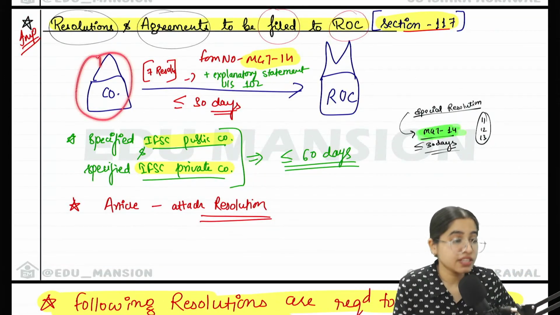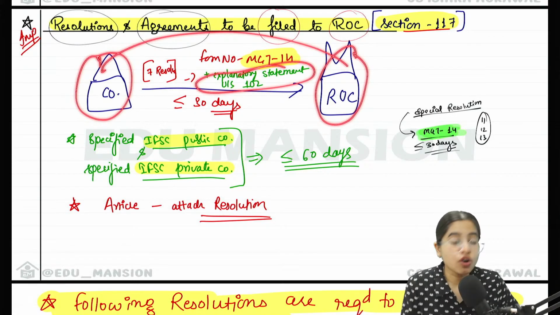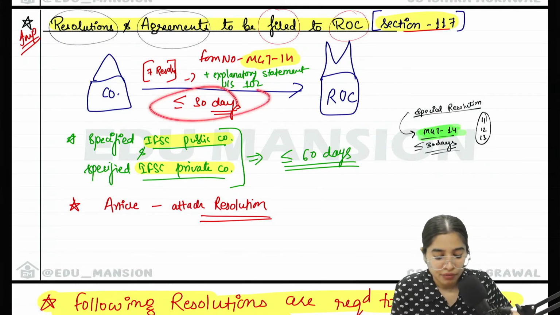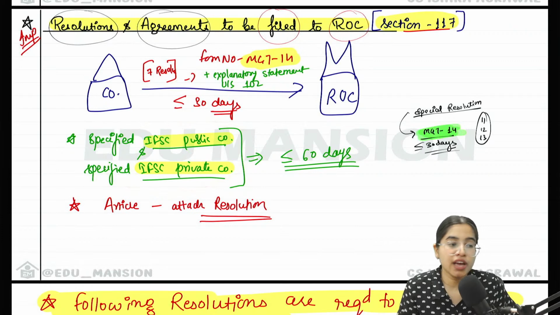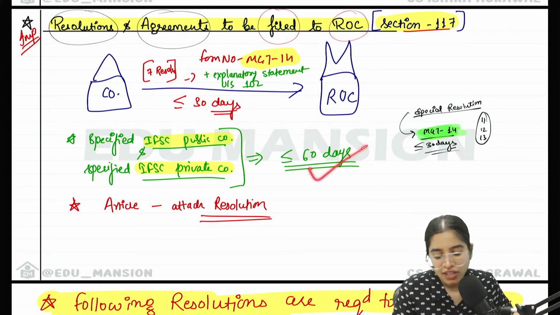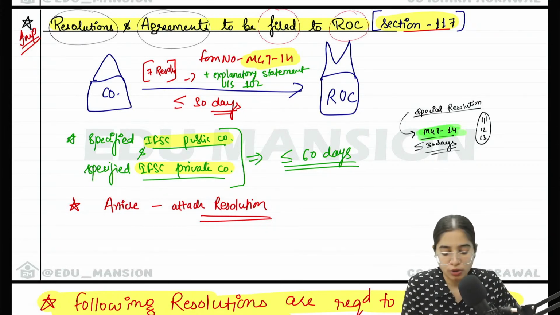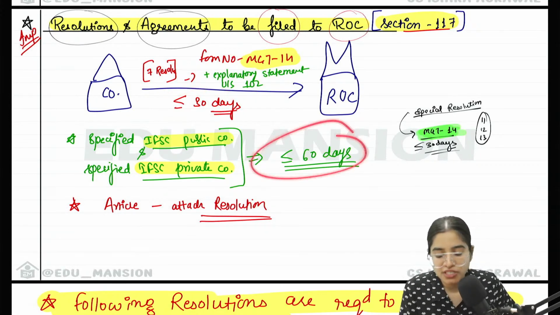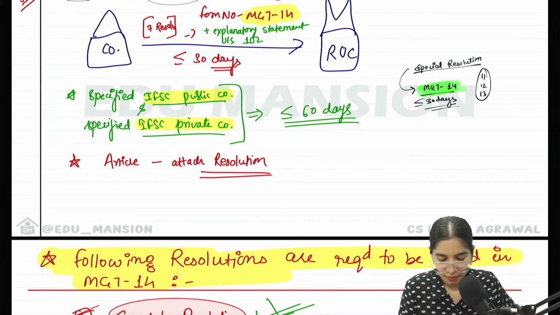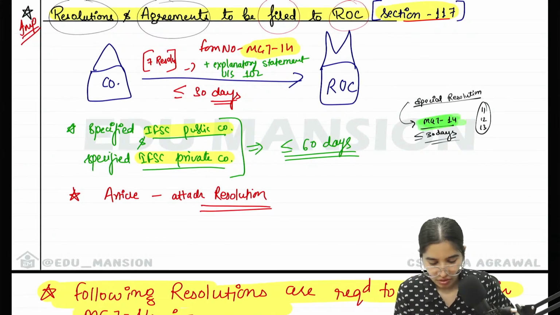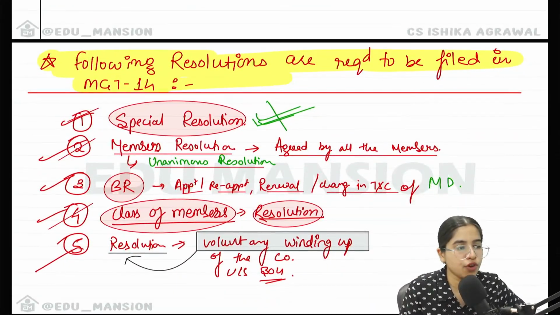So here one point is given that the company has to file MGT 14 to ROC along with a copy of the explanatory statement within 30 days of the meeting. However, an IFSC public company and an IFSC private company are given an extra deadline. They can file this MGT 14 within 60 days. For them, the timeline is just double. A normal company is given 30 days, an IFSC company is given 60 days. And we also have to attach a copy of the resolution.